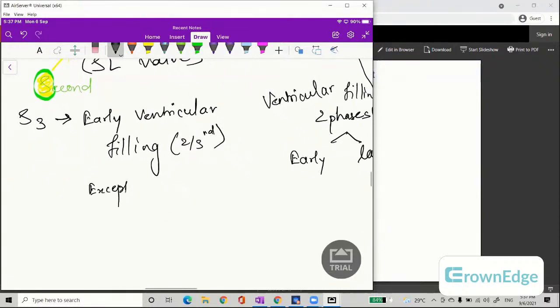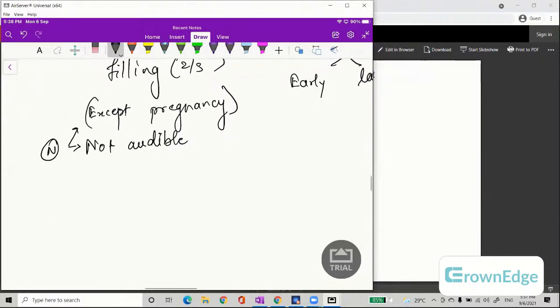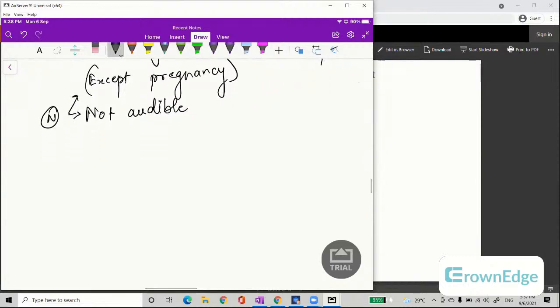So we can hear the S3 sound in pregnancy, remember, but in all other conditions except pregnancy, we cannot hear the S3 sound. So this is not audible normally, except in pregnancy. That means if you are hearing the S3 sound, either the female should be pregnant or it is abnormal.